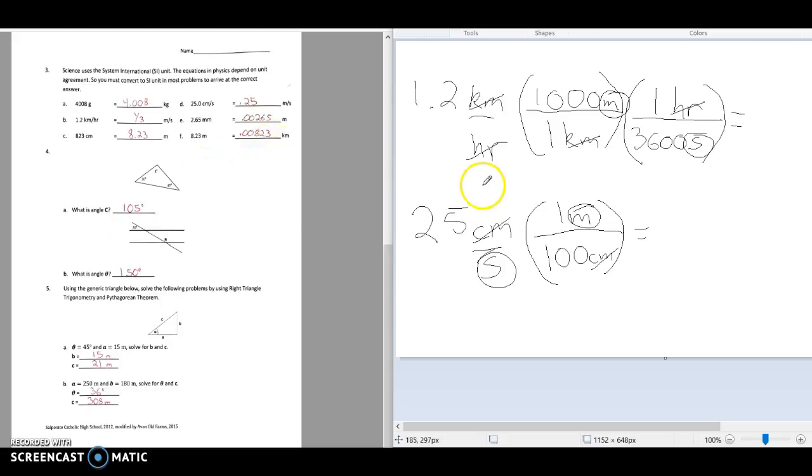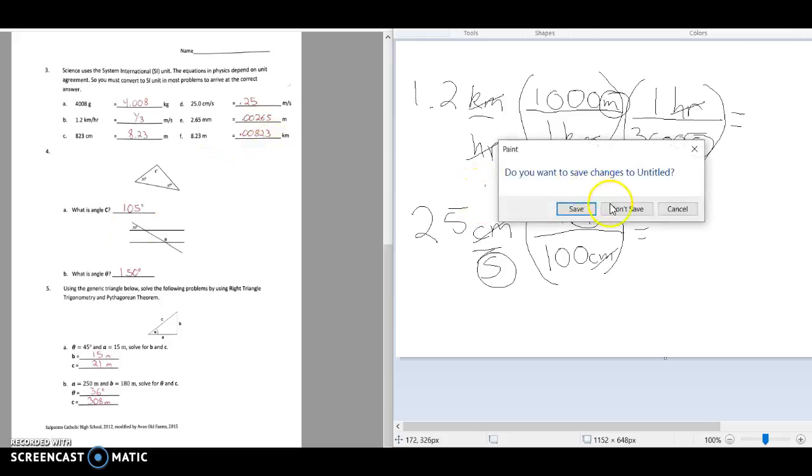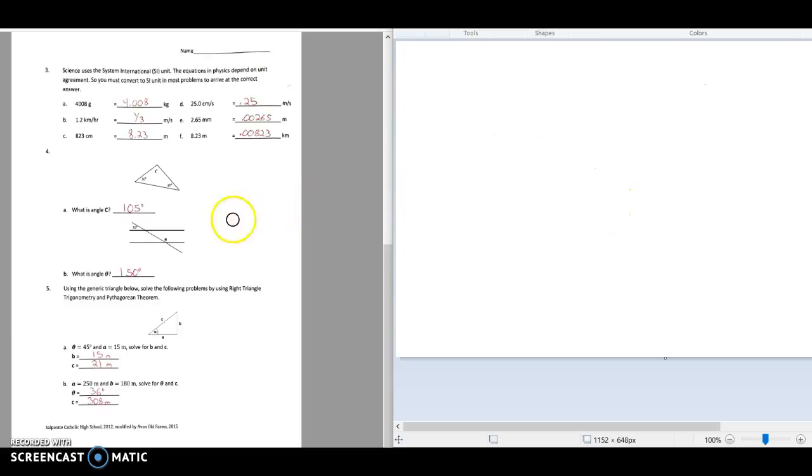Now for 4, let's clear this screen out. In a triangle, the sum of all the angles should equal 180 degrees. So we just have to solve for the leftover angle, so 180 minus 30 minus 45. You should get 105.